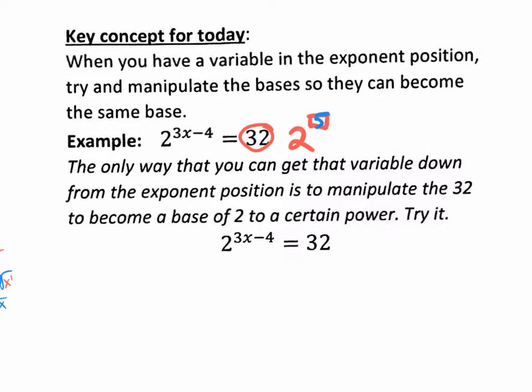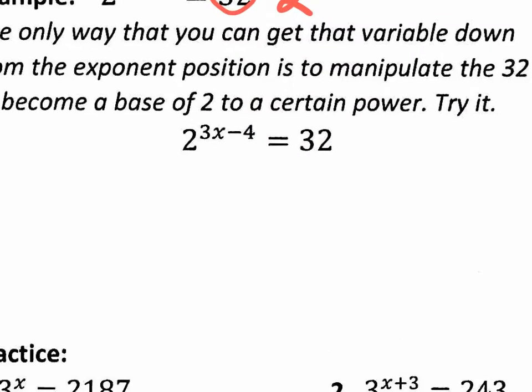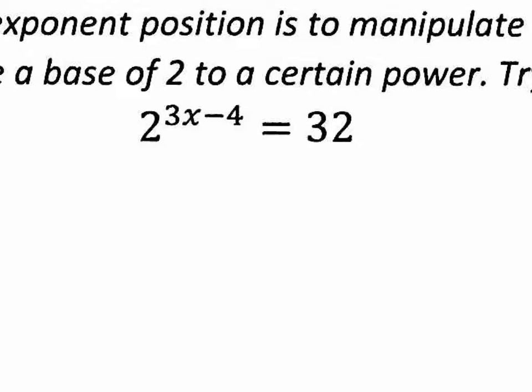So I explain what I just said right here. The only way you could get the variable down from the exponent position is to manipulate the 32 to become a base of 2 to a certain power. Try it. So we said this 32 is going to become 2 to the 5th. So let's rewrite it. We're going to have 2 to the 3x minus 4 equals 2 to the 5th.